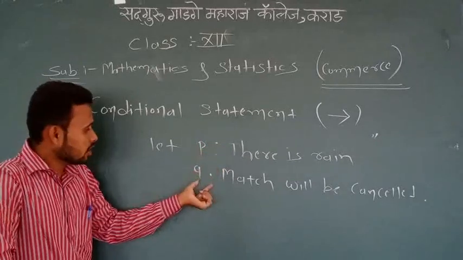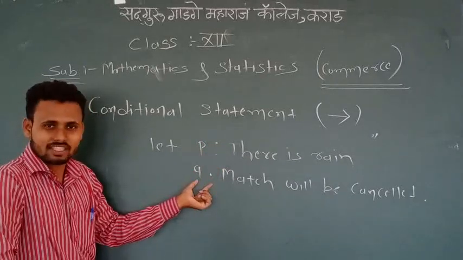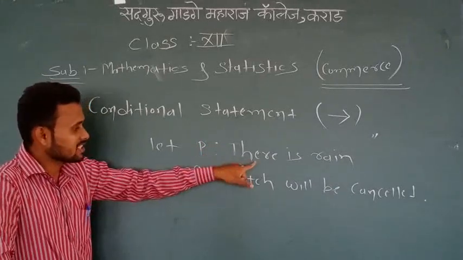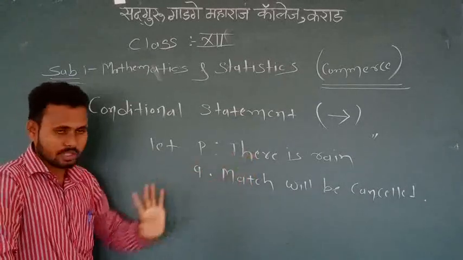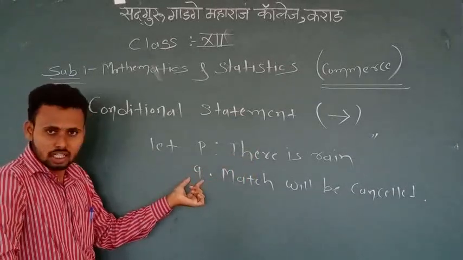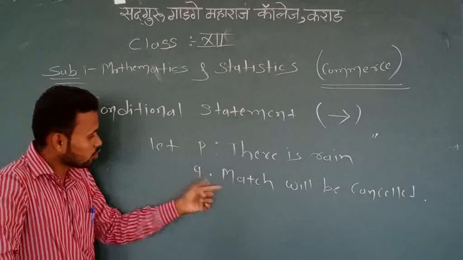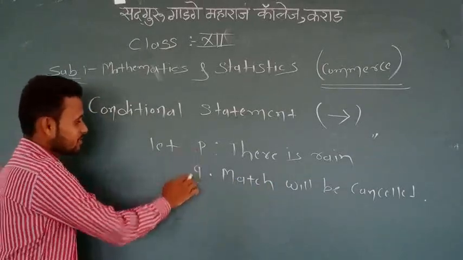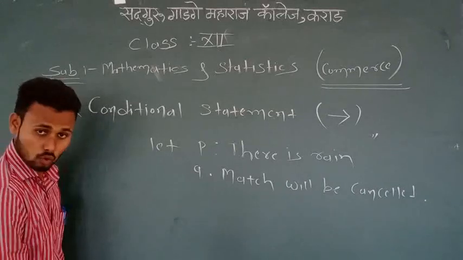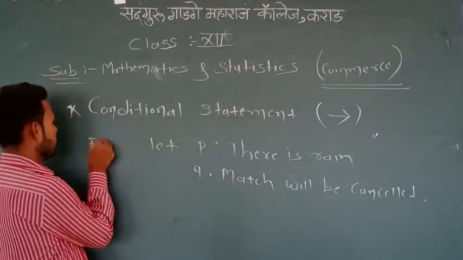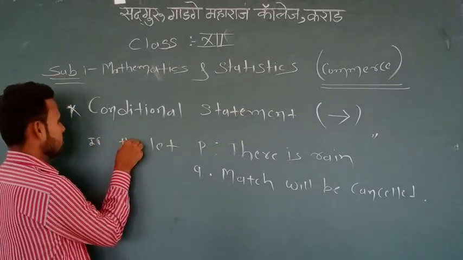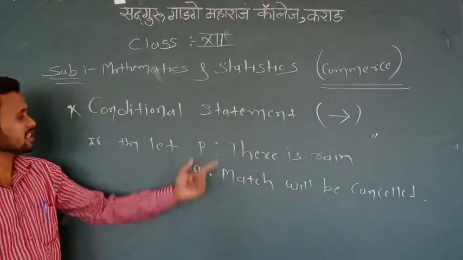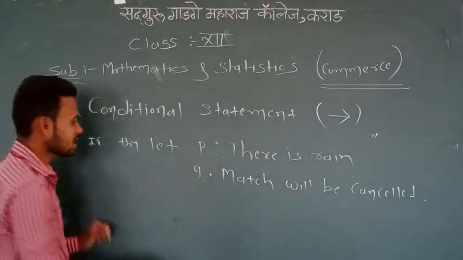We consider here two simple statements. First one, P, is the statement that there is rain, a simple statement. Also Q is a simple statement: the statement of Q is the match will be cancelled. If we connect these simple statements by a group of words like "if ... then", we get a conditional statement.